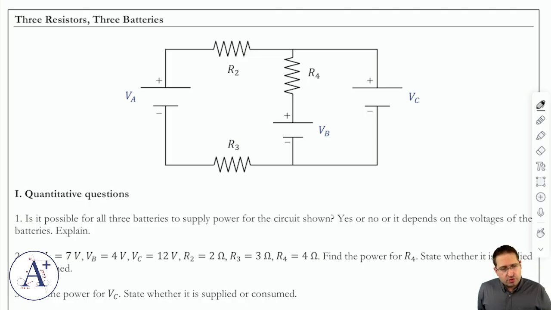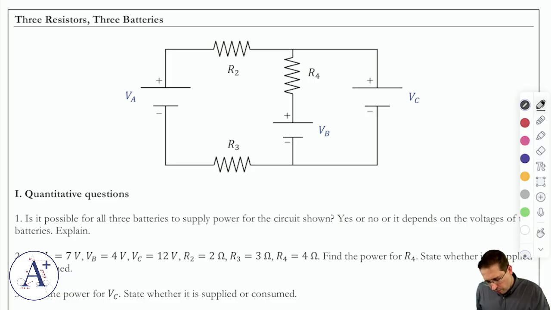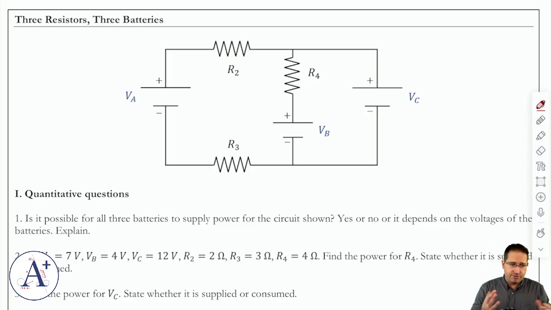Now the first question is an interesting question. It says, is it possible for all 3 batteries to supply power to the circuit shown? Yes or no, or it depends on the voltage of the batteries. Okay. So not very common to have conceptual questions when it comes to circuits, but let's think through this.